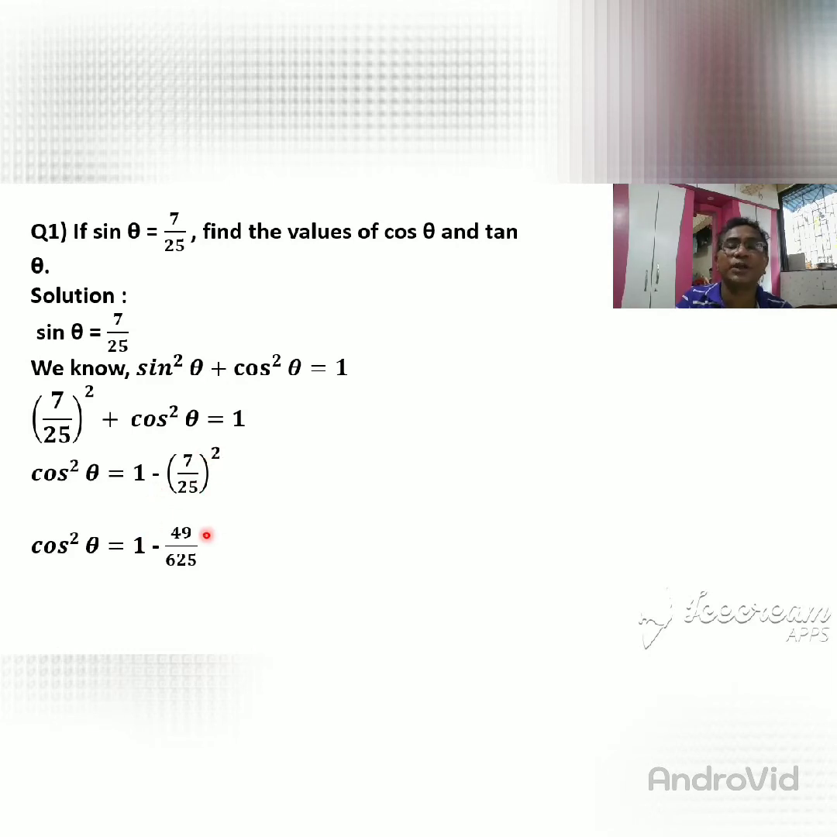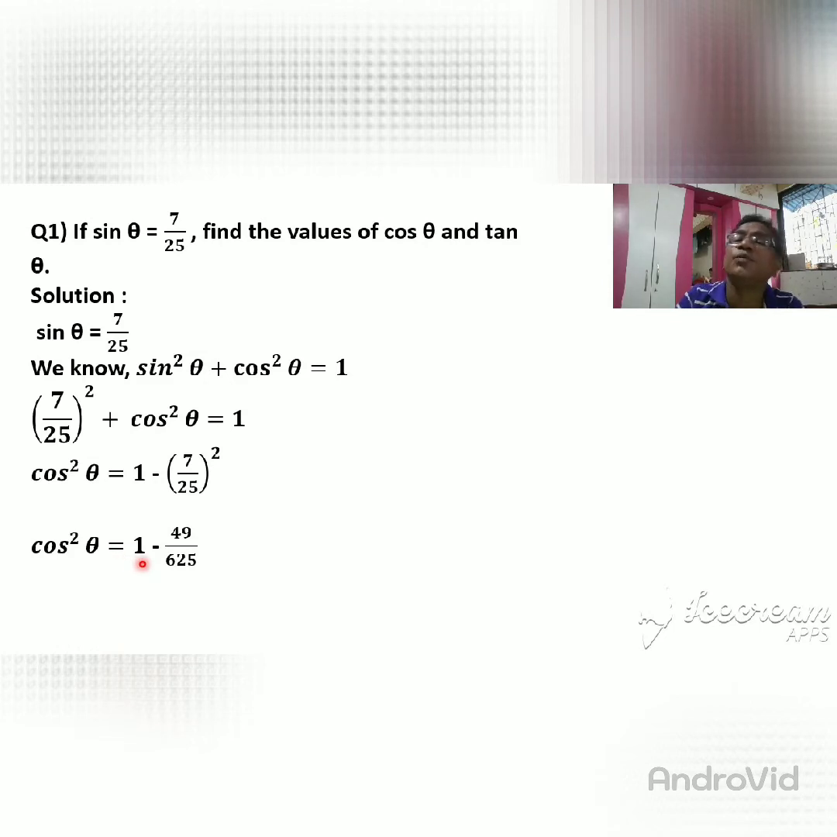7 square is 49. So I write here 49. 25 square is 625. So I write here 625. So see, the denominator is 625, and there is no denominator for the 1. If there is no denominator, it means the denominator is 1 there.